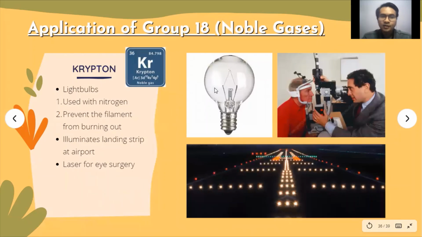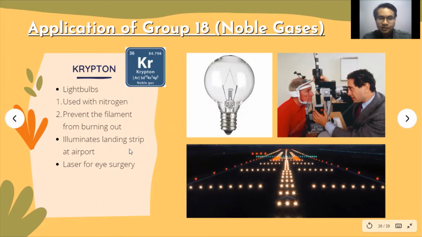Next, we are going to talk about the krypton element. Krypton can be used to make a light bulb. It is usually used with nitrogen to prevent the filament from burning out. This right here that you see is the filament, and we don't want it to burn out, because it will break the light bulb.